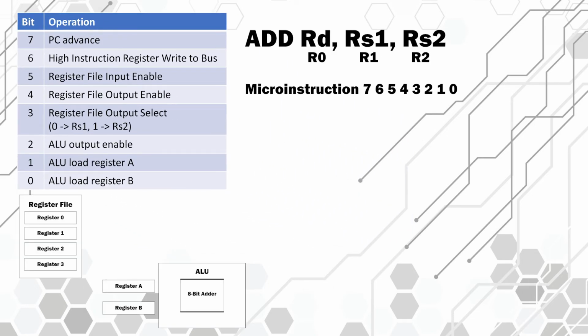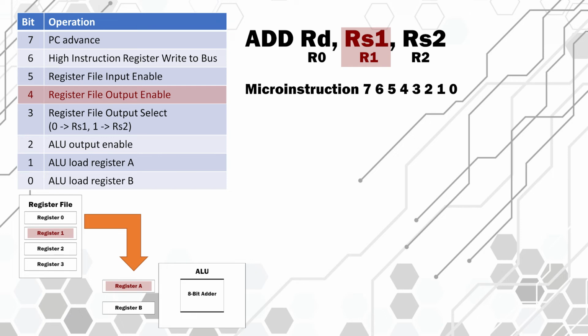First, we need to load the value of register RS1 into the ALU's input register A. To do this, we need to tell the register file to write the value of RS1 to the bus, and the ALU to read the value from the bus and store it in register A. Hence, we need to turn on the control signals of register file output enable and ALU load register A, which we can do by setting the respective bits 4 and 1, to 1 in the first microinstruction. Hence, the first microinstruction is 12 in hexadecimal.